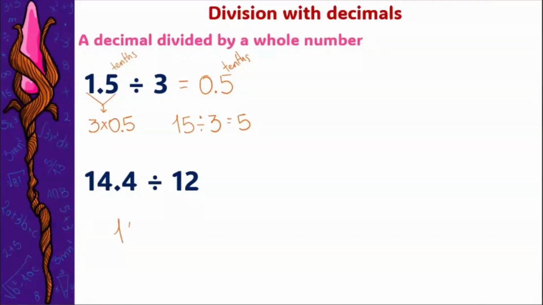We know that 144 divided by 12 is 12, since 12 times 12 is 144. So in this case, the only thing that we need to change is the position of the decimal point. The 4 is in the position of the tenths, so the 2 should be in the position of the tenths. So the result is going to be 1.2.